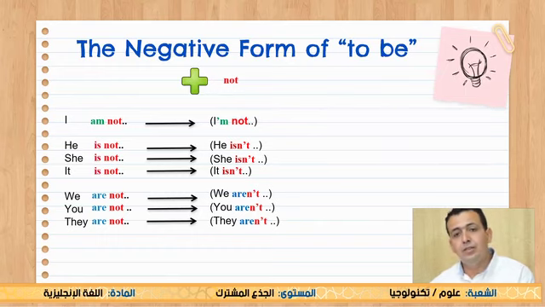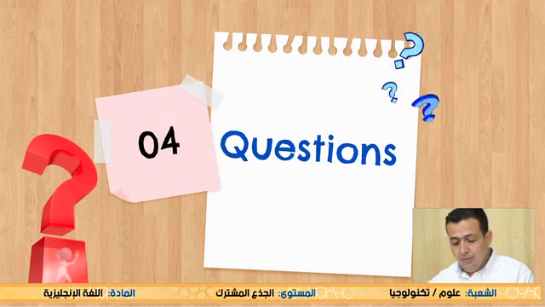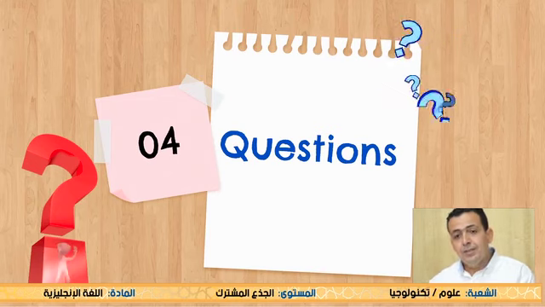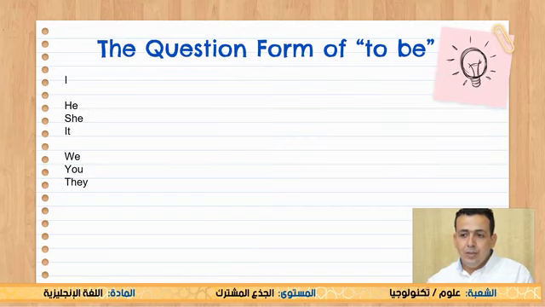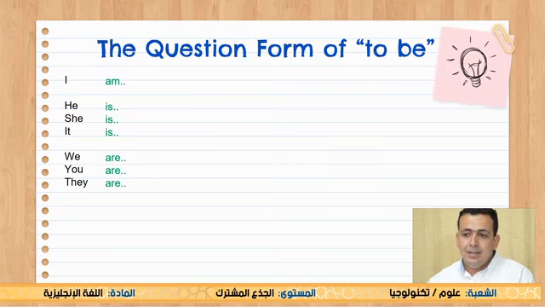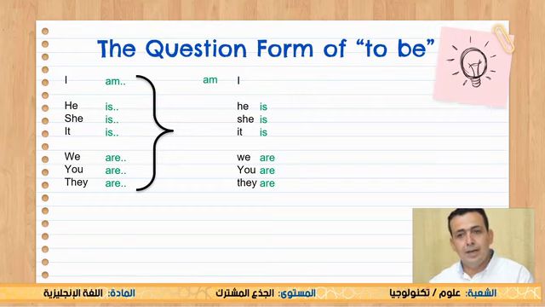So now let's see the next one, which is questions. How to ask questions using this verb. It means to be in the present simple. What is special here about the verb to be in the present simple is that if we go back to the positive declarative form of this verb, for example, I am, he is, etc., we keep the same, but we reverse the verb and we move it to the beginning of the sentence, and it becomes a question.